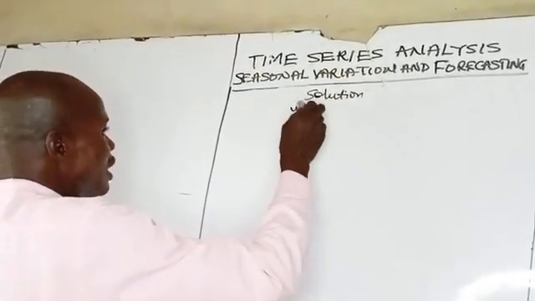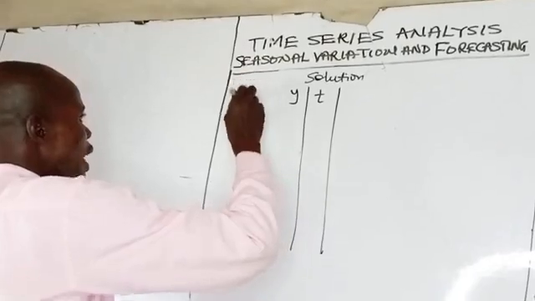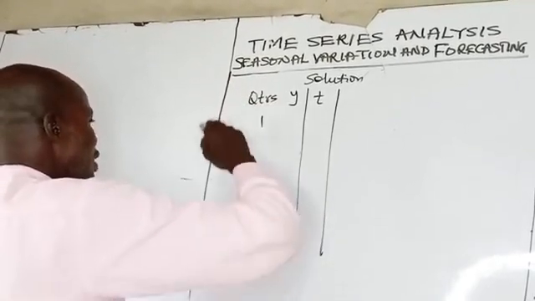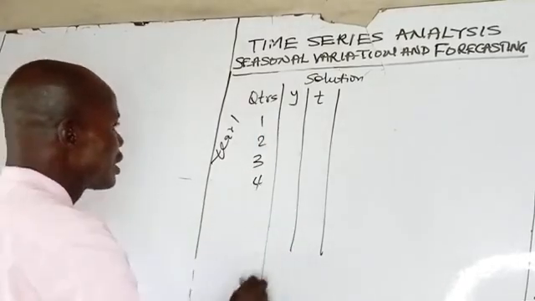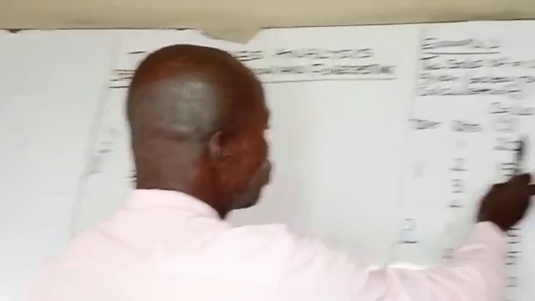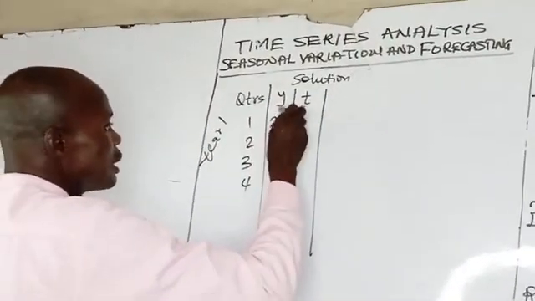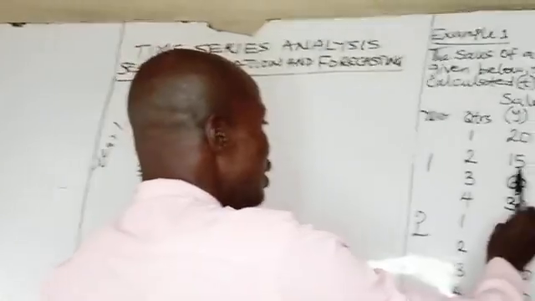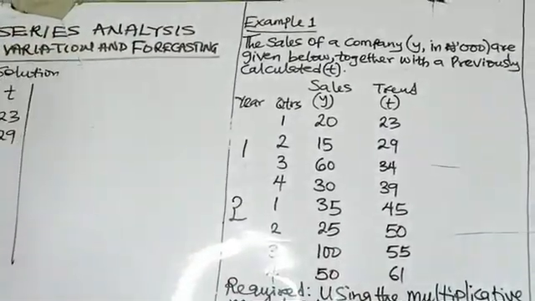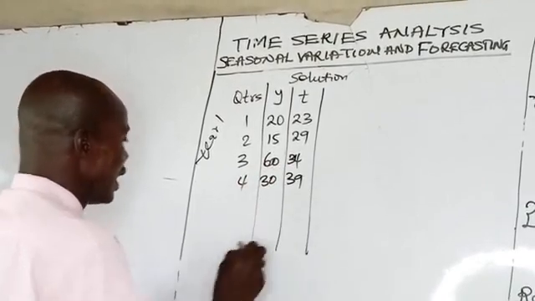Solution. We have Y, which is our sales. We have trend, which is T. We have quarters. Quarter 1, year 1, quarter 1, 2, 3, and 4. The sales for quarter 1, we have 20, trend 23, 15, 29. Then, in third and fourth quarter, 60, 34, 30, 39.